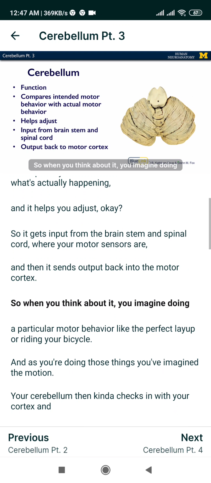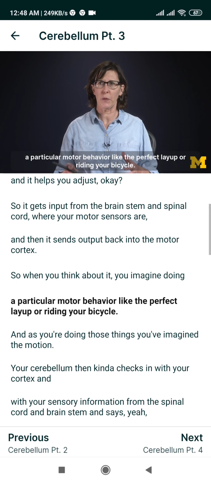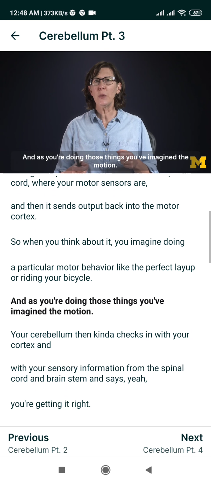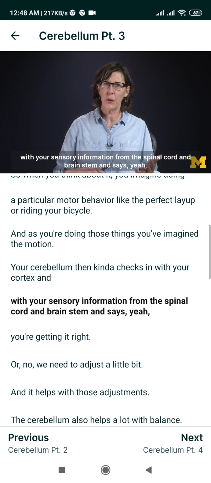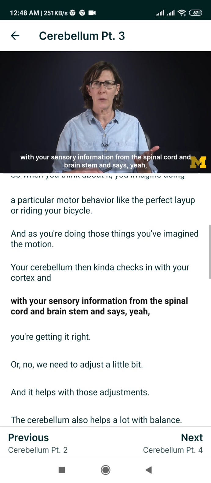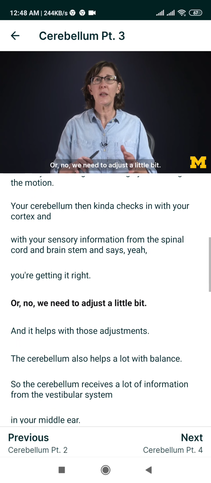So when you think about it, you imagine doing a particular motor behavior, like the perfect layup or riding your bicycle. And as you're doing those things, you've imagined the motion. Your cerebellum then kind of checks in with your cortex and with your sensory information from the spinal cord and brainstem and says, yeah, you're getting it right, or oh no, we need to adjust a little bit.